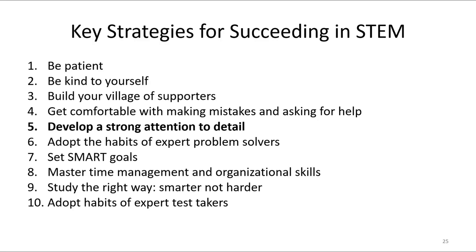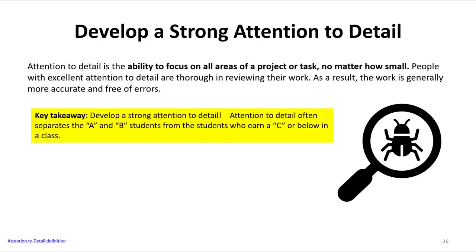Our next strategy is to develop a strong attention to detail. Attention to detail is the ability to focus on all areas of a project or task, no matter how small. People with excellent attention to detail are thorough in reviewing their work, and as a result, the work is generally more accurate and free of errors. As an instructor, I can tell you that attention to detail often separates the A and B students from the students who earn a C or below in a class. Attention to detail is also vital when working in industry in order to effectively solve problems, work with customers, and develop products.